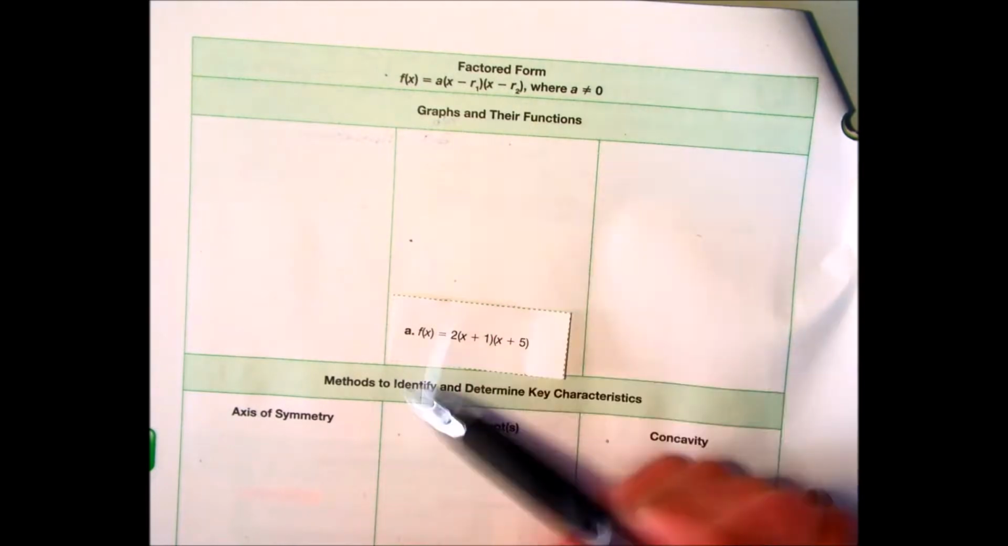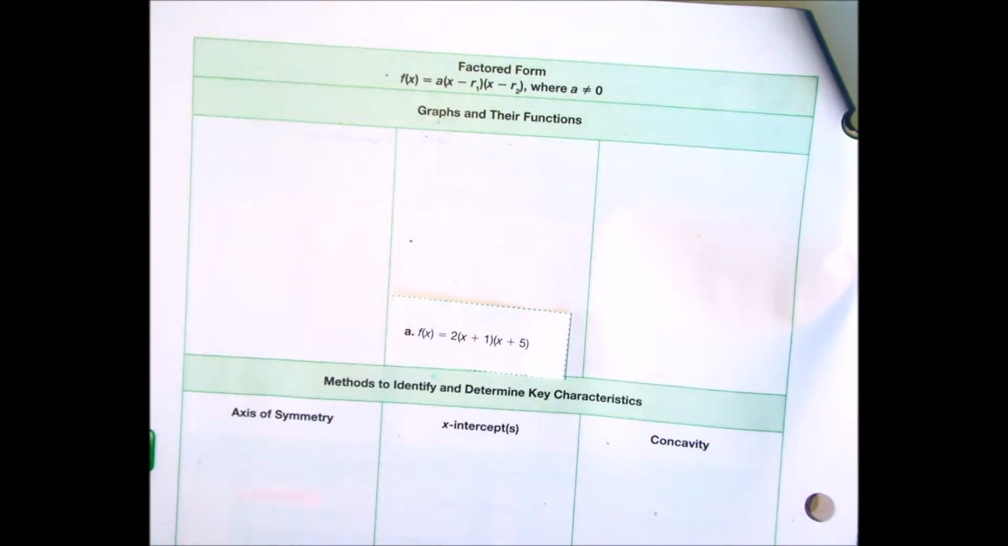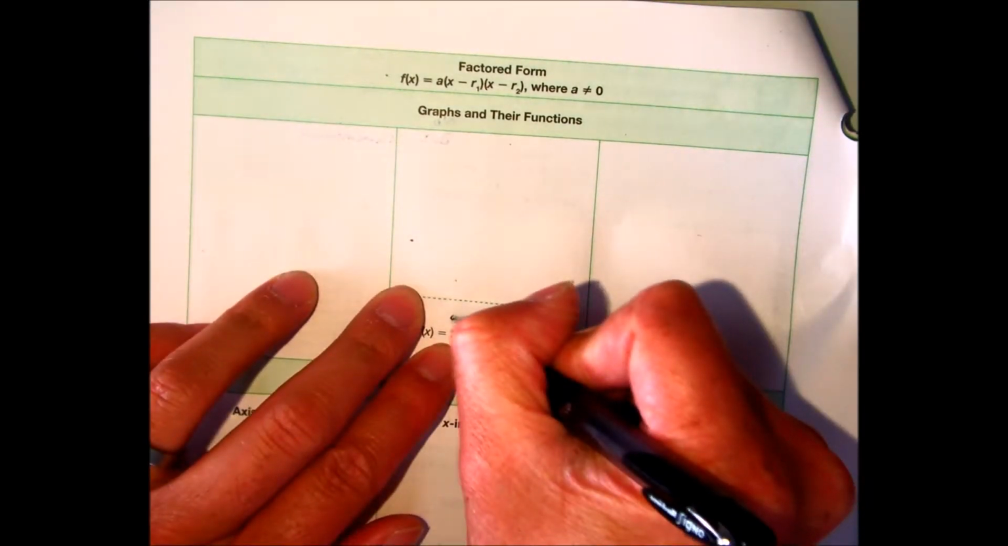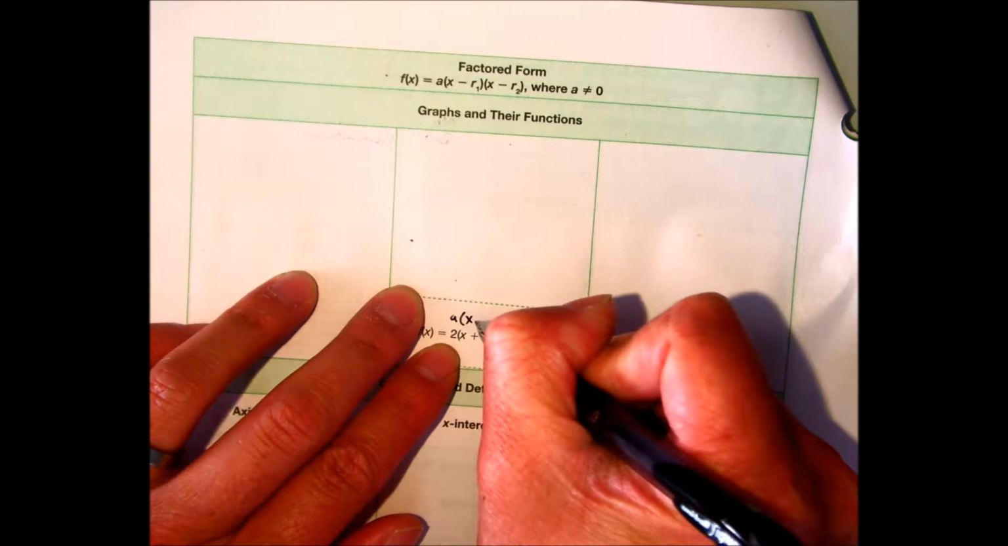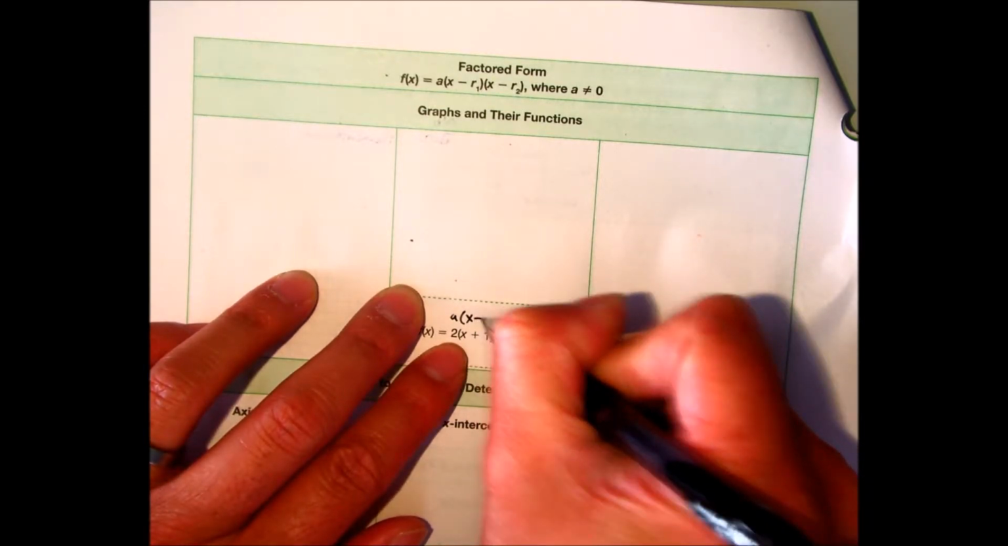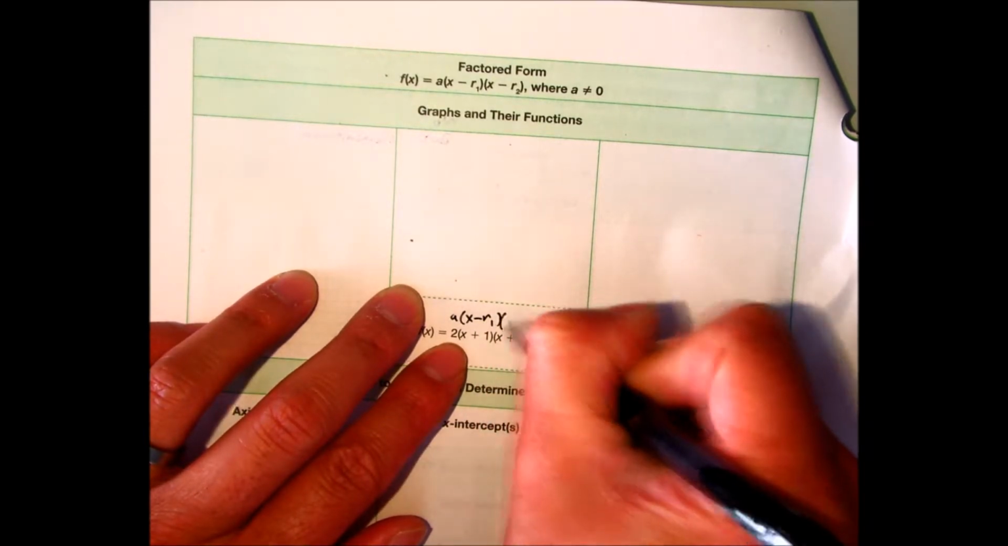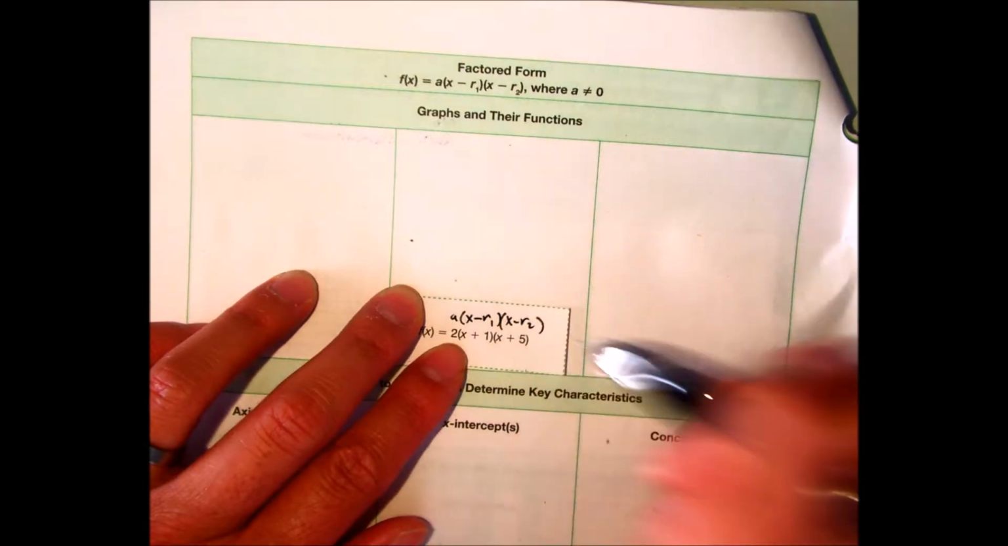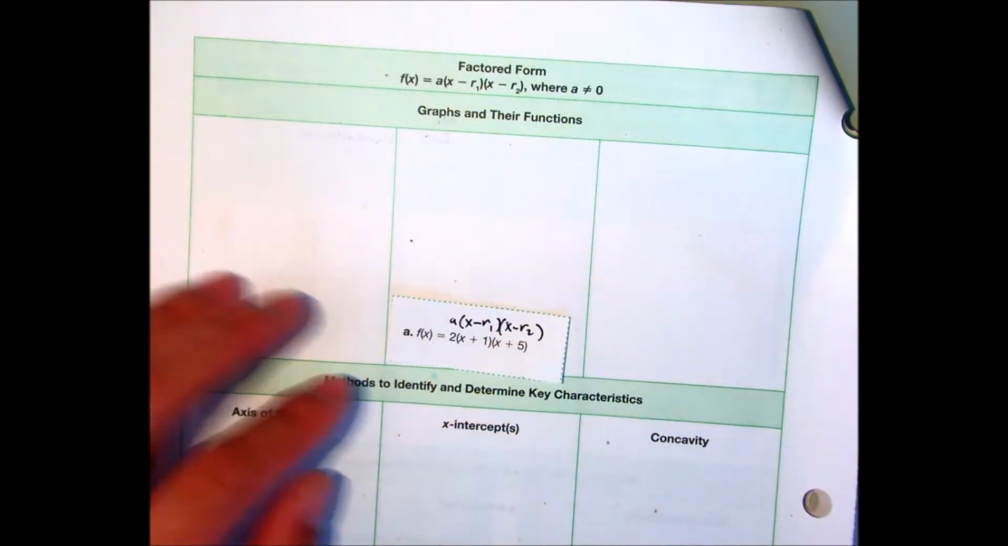Francisco, can you tell me why this is in factored form? Because it's like the equation, so A would be 2 and then the parentheses. Good. So you can even write that right above it: x minus r1, x minus r2. And does anyone know what those r's are called?